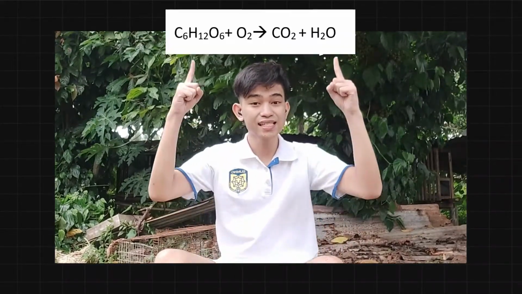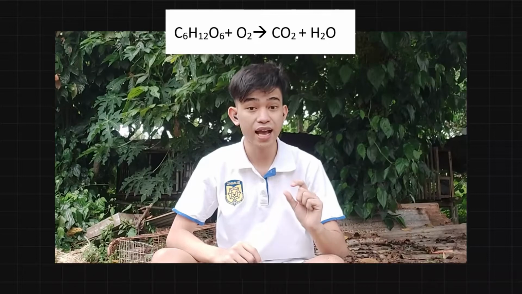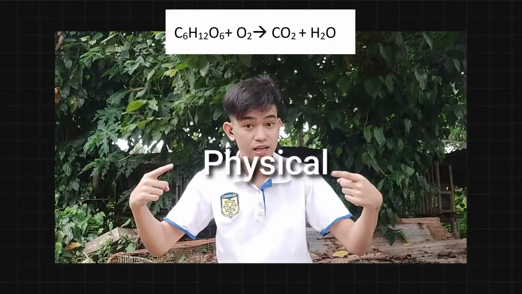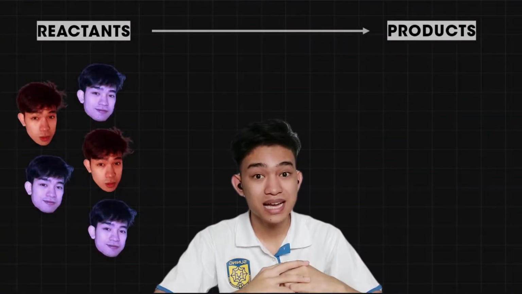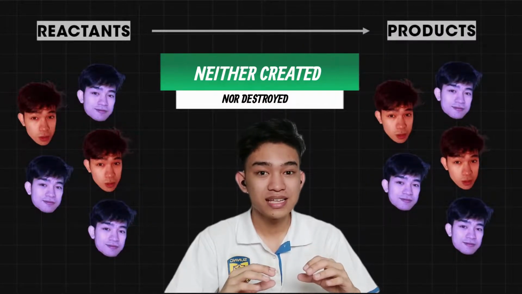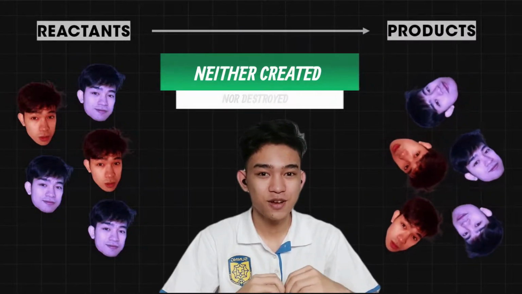We should first understand how chemical equations work. This kind of equation represents how a reaction moves from reactants to products by means of either physical or chemical changes. Now here's the thing. According to the law of conservation of mass, matter is neither created nor destroyed. We are only rearranging the position and the orientation of atoms.